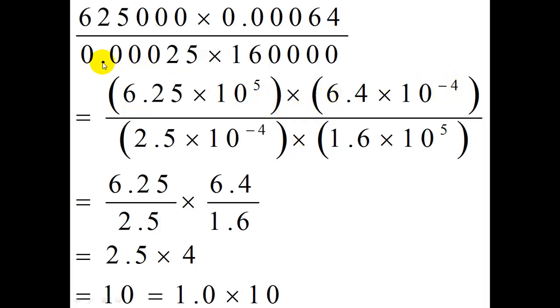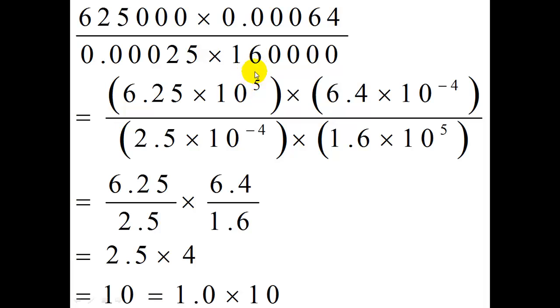Divided by, now 0.00025 in standard form, we move our point to the right. We have 1, 2, 3, 4. That is 2.5 times 10 raised to the power minus 4. Times now 160,000. Our decimal point is after the last 0, so we move it to the left. 1, 2, 3, 4, 5. So we have 1.6 times 10 raised to the power 5.